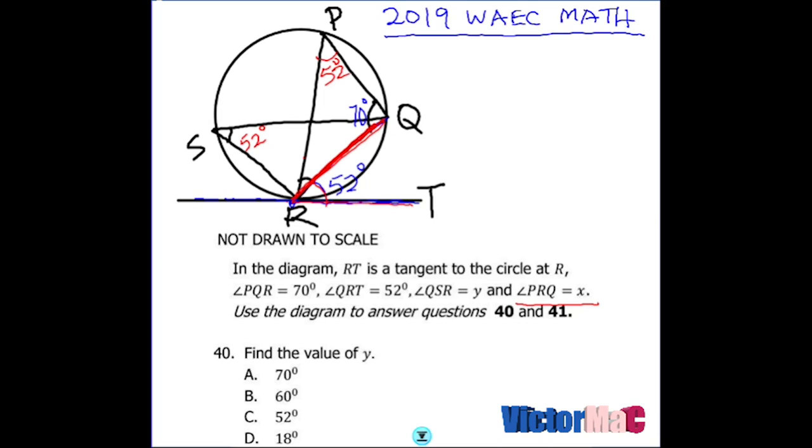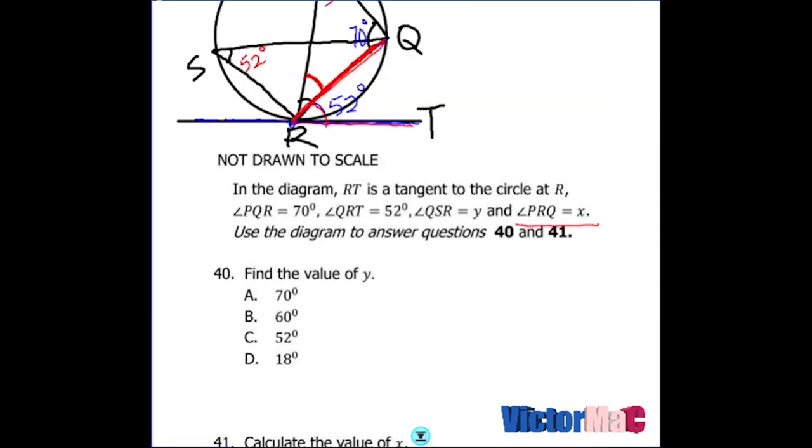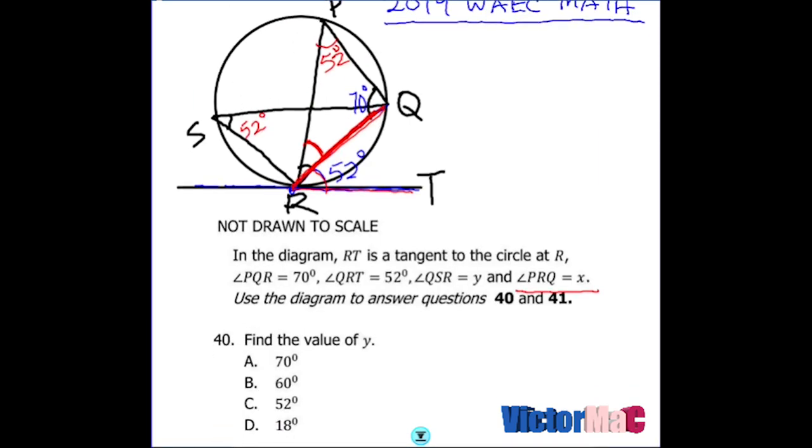Okay, now let us look at the question itself. The question 41. It says calculate the value of x, and from the labeling here, we have that angle PRQ is this. This is our x.